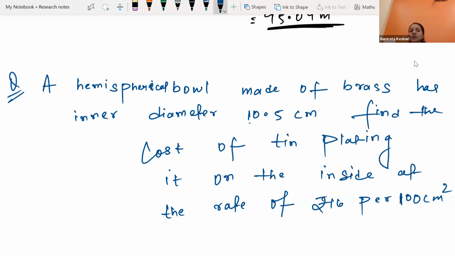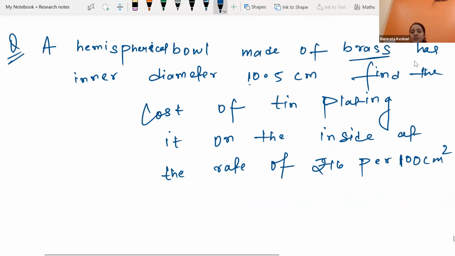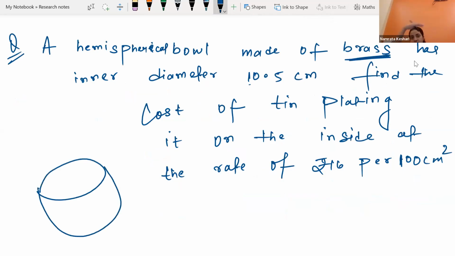Okay, a hemispherical bowl made up of brass has an inner diameter, the inside one. The inside diameter is already given as 10.5 centimeter. Find the cost of tin plating on the inside only. So basically we have to find the inside curved surface area of the bowl in which you put the vegetable or maybe anything.